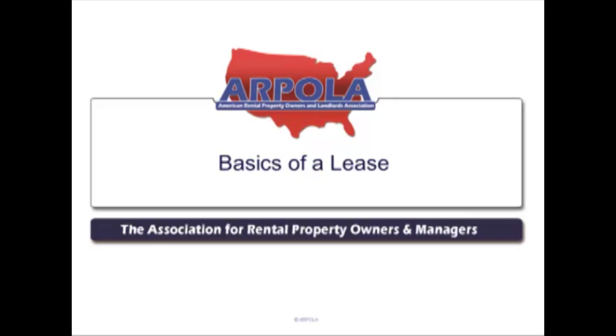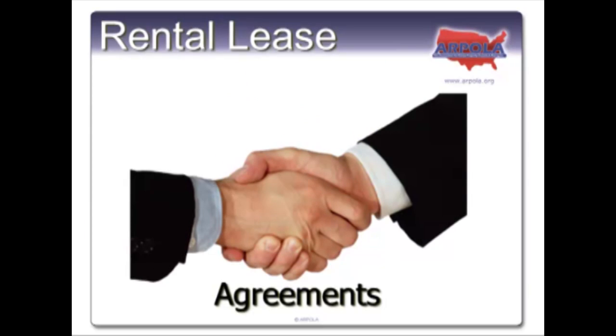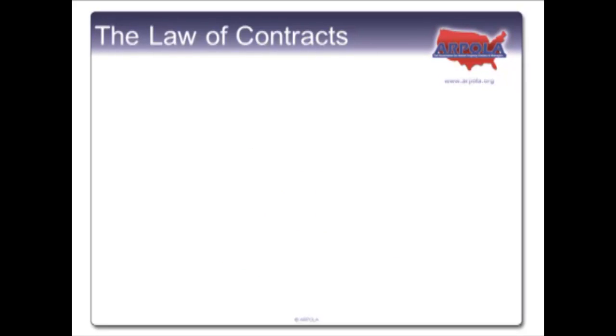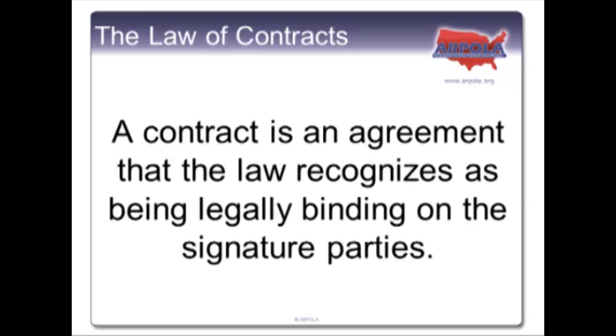Today we're going to talk about the basics of a lease. Now, some people call their documents a rental lease, some people call them rental agreements. To be very strict in interpretation, a lease is something that has a fixed term. Generally, a one-year commitment is a lease. A month-to-month agreement is truly an agreement. But both of them have the components of a contract, and that brings us to contract law.